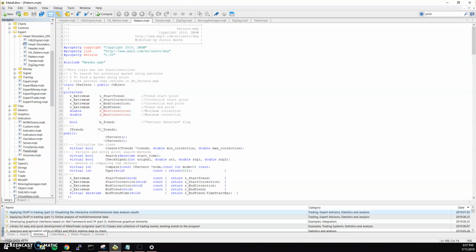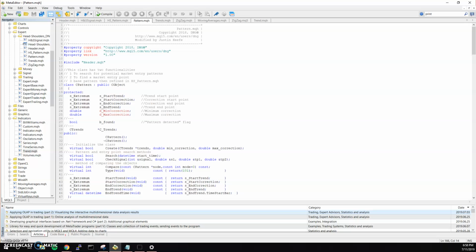And this pattern class is not just for the head and shoulders. This pattern class can also be used for double top and bottom, head and shoulders, and other pattern matching algorithms too. This is more of a general class. Well, the trading signal extends upon this with the head and shoulder pattern, but this is the base pattern class.